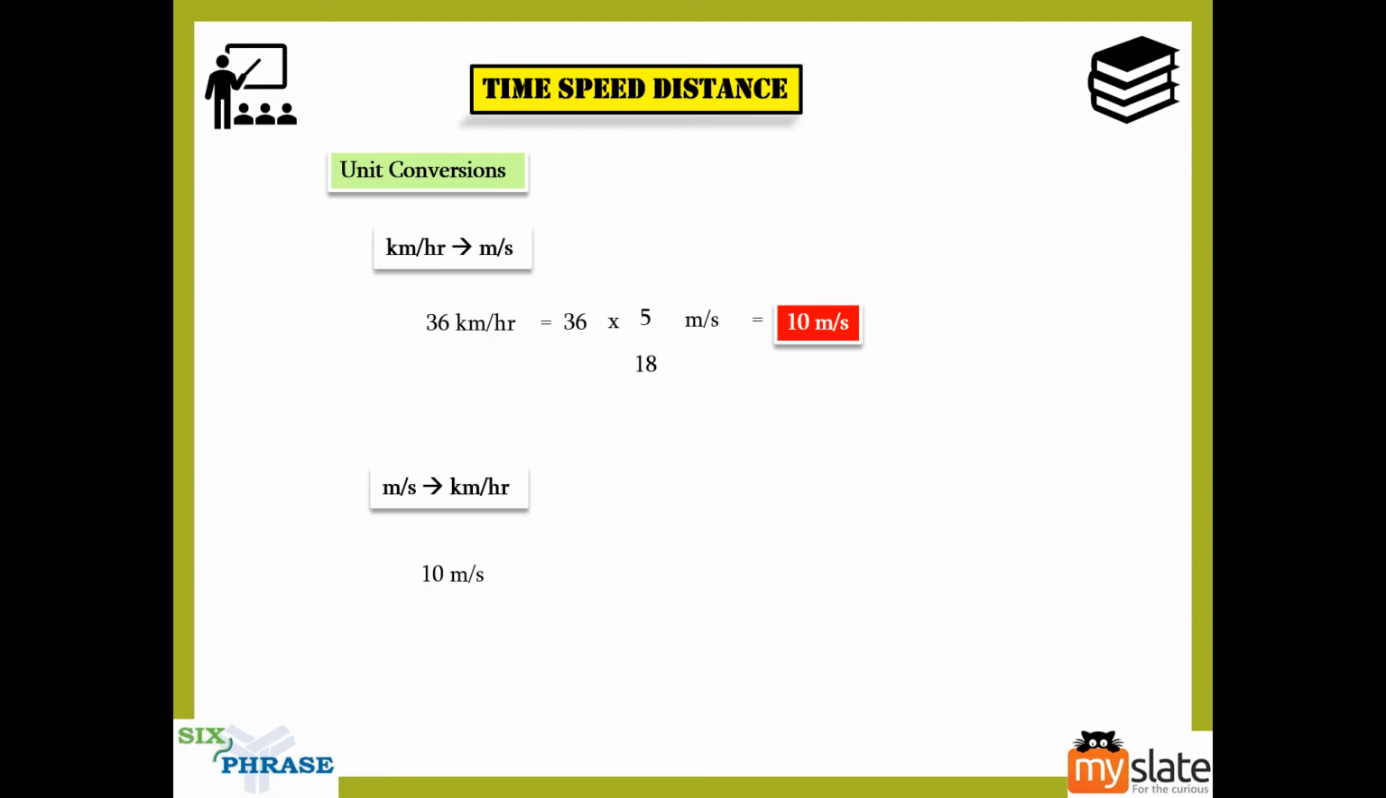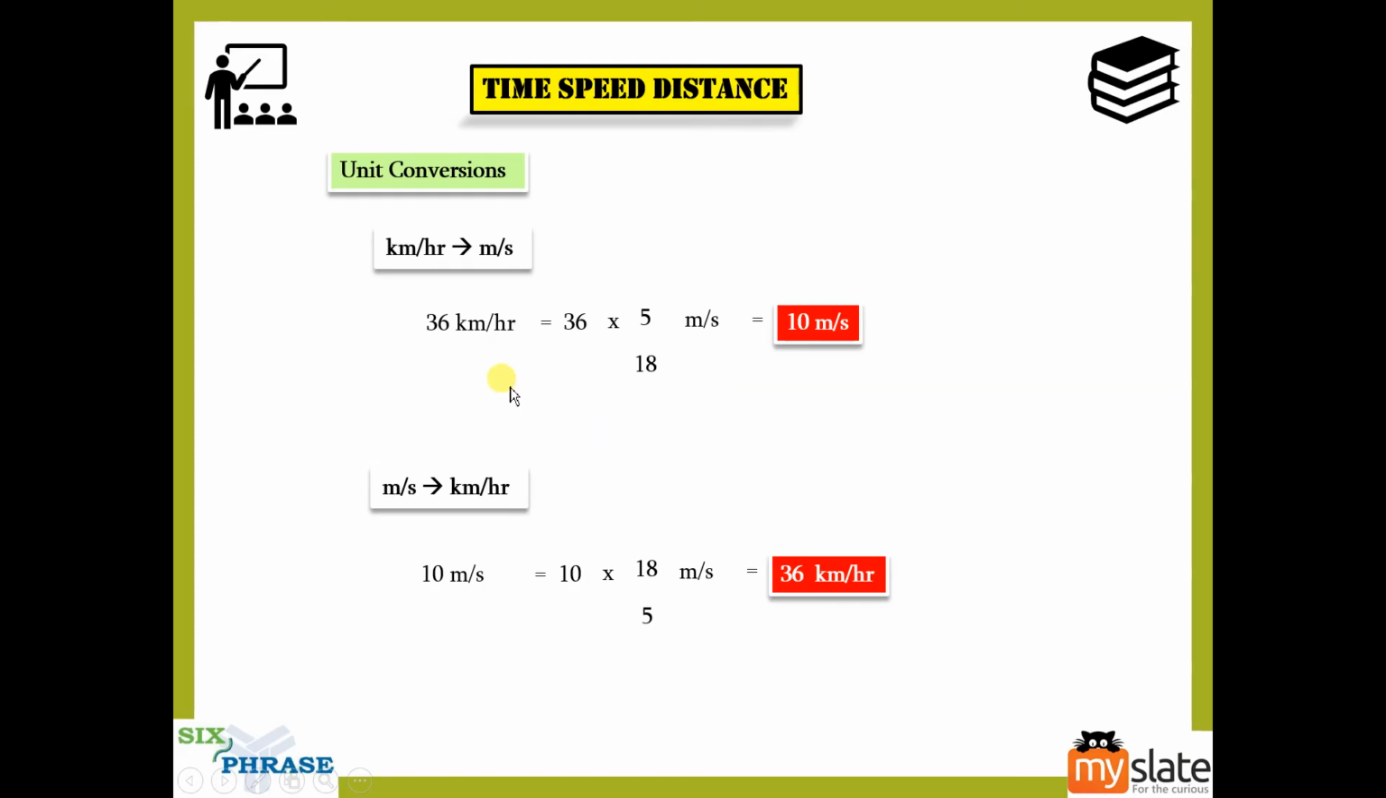Next, when you are given 10 meters per second and asked to convert it to kilometers per hour, you take 10 meters per second and multiply it by 18 by 5. So here it was 5 by 18, here it is 18 by 5. If you do that, you will again get 36 kilometers per hour. So you know this, right? I chose the same number so that you understand that this formula is correct.